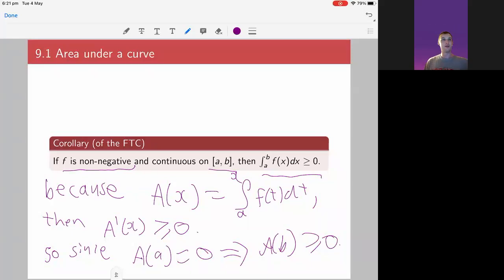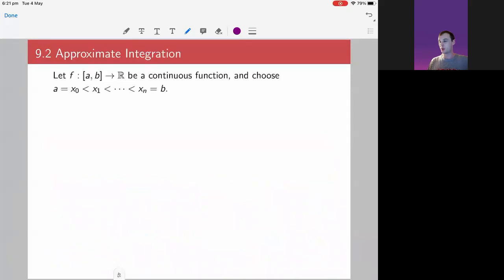Right, I might move on to section 9.2, approximate integration. This is an interesting topic because the way we defined the integral was by taking limits. We took a continuous function, we did a partition of the interval, and we found the approximate area of this particular partition, and we took limits as this partition shrunk so that all of the individual subintervals shrunk to 0.